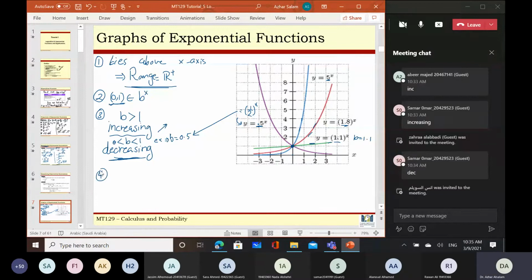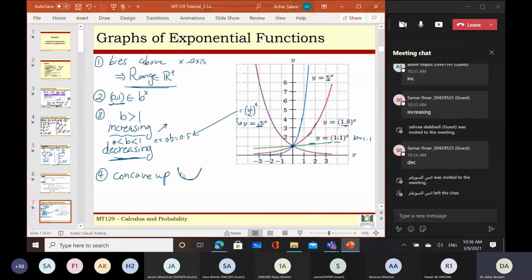Okay. Also the concavity. I notice here that the graph of this function is always concave up, whether it's decreasing or increasing. So it's always concave up. Always concave up like this. This is the concavity up. Okay. I think this is the most important property from the graph. We'll discuss other properties more later.